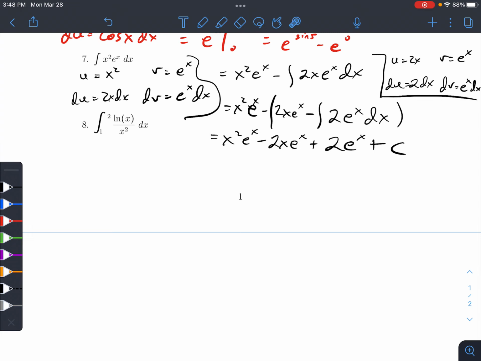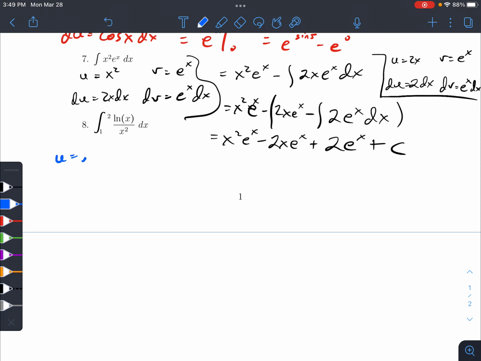Integral from 1 to 2 of ln of x over x squared dx. So this is almost a u sub problem. If I did u equals ln of x, then my du would be 1 over x dx. And this is very close to appearing in the problem. If this was ln of x over x dx, then this would be a u sub problem. But because of that being an x squared, then the u sub is just not going to work in this problem. All right, so we have to do integration by parts.